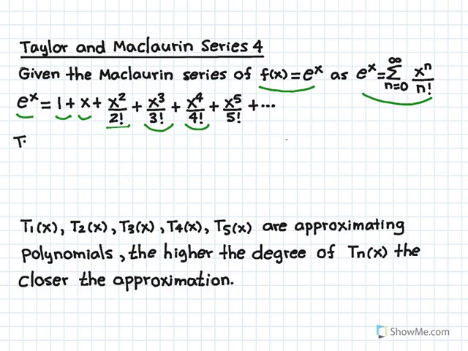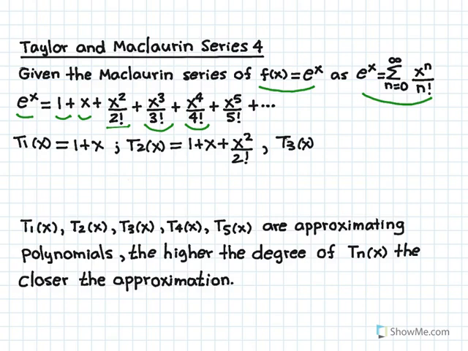So T1 of x would be a polynomial of degree 1. That's going to be 1 plus x. T2 of x is a polynomial of degree 2. So we get 1 plus x, the sum of the first three terms: 1 plus x plus x squared divided by 2 factorial. T3 of x is a polynomial of degree 3. So it's the sum of the first four terms. We get 1 plus x plus x squared divided by 2 factorial plus x cubed divided by 3 factorial.